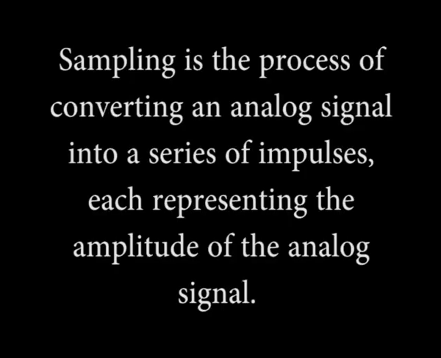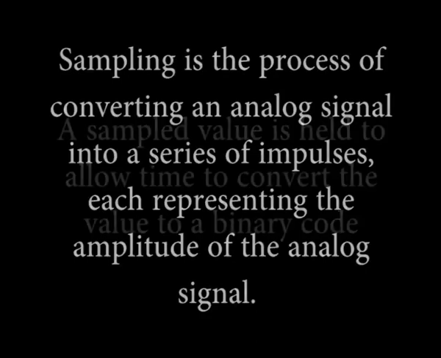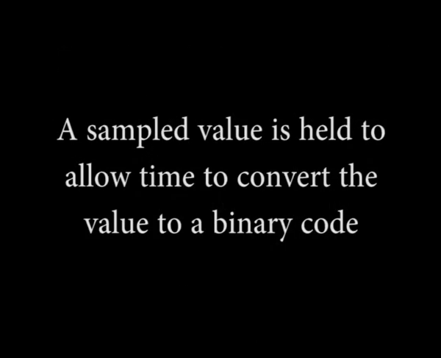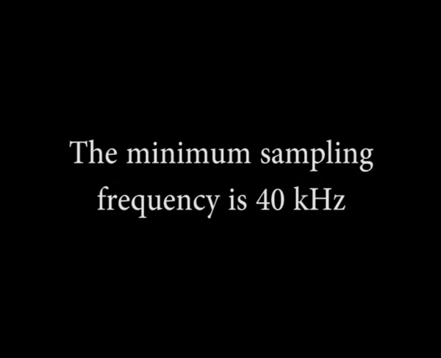So friends, that brings us to the end of our discussion in this lecture, and therefore we sum up. In this lecture, we learned that sampling is the process of converting an analog signal into a series of pulses, each representing the amplitude of the analog signal. A sampled value is held to allow time to convert the value to a binary code. The minimum sampling frequency is 40 kilohertz.